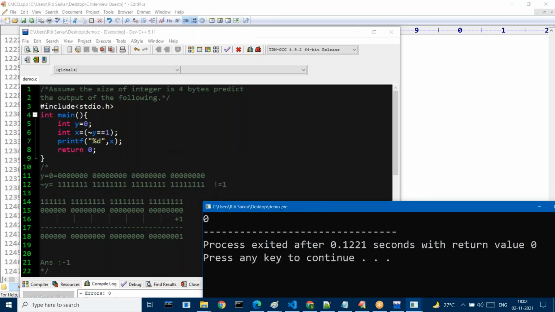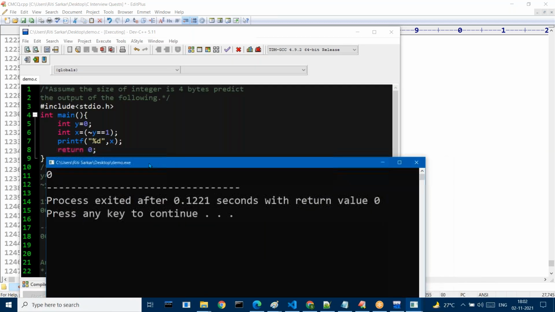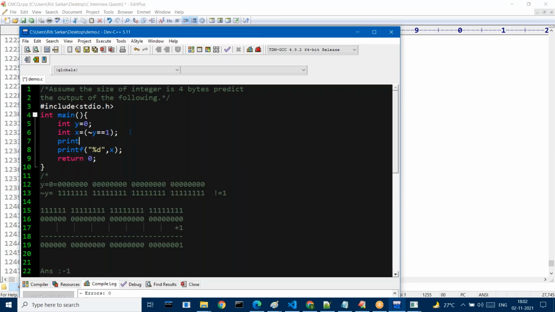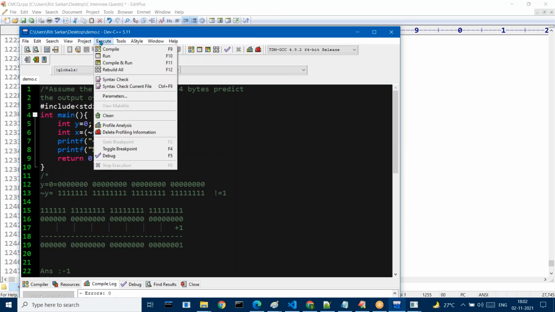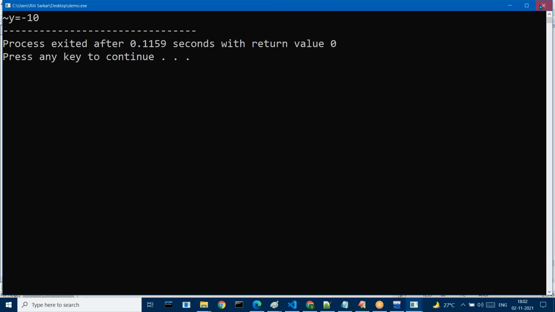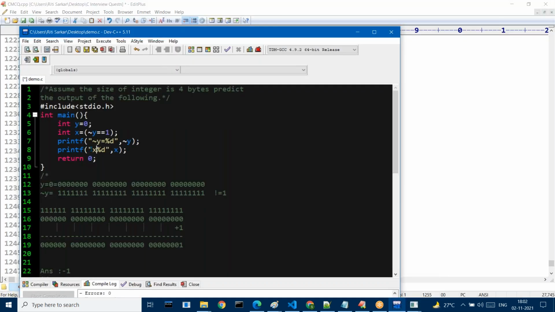Tell me, understanding? Sir, I want to see the complement of y value as -1. Printf "complement of y is equal to %d", then complement of y. Execute, compile and run. One minute. x is equal to %d, \n. Execute, compile and run.